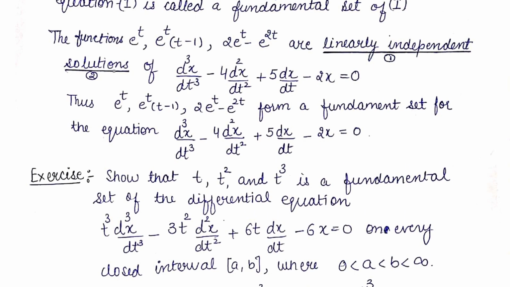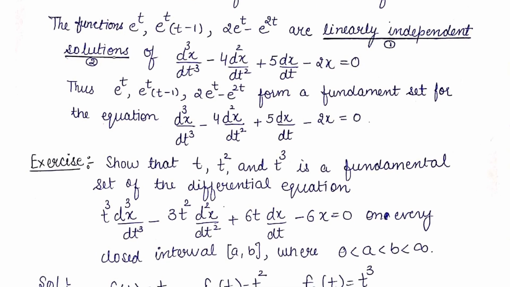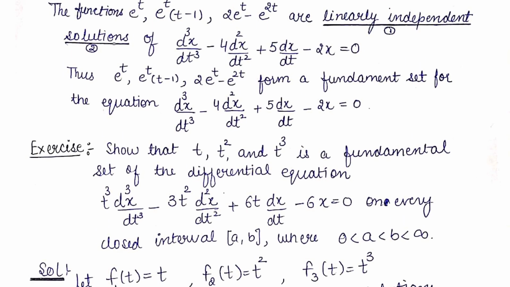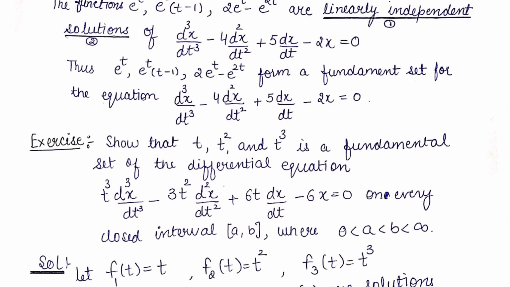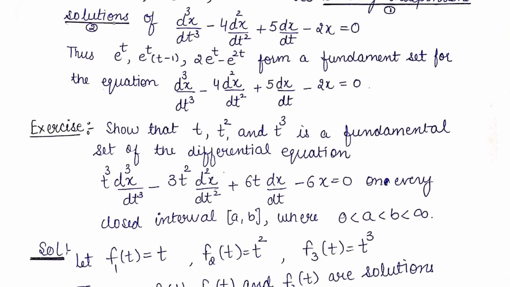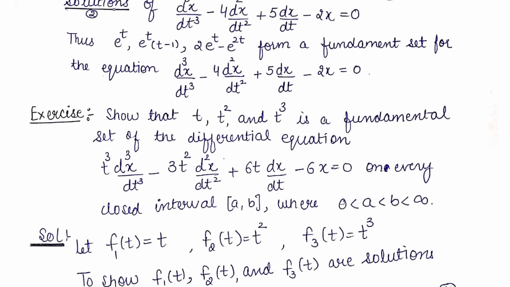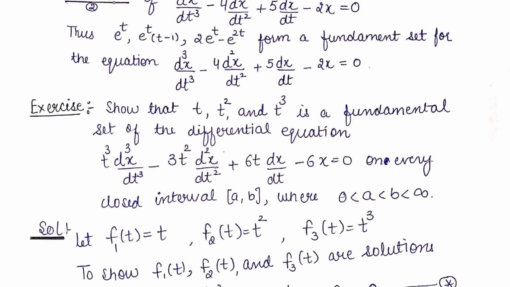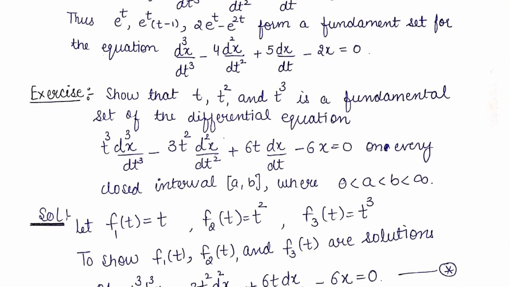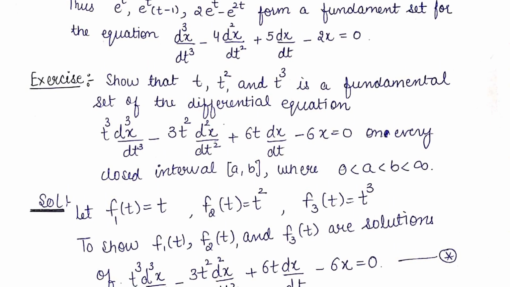For example, the functions e^t, e^t(t-1), 2e^t - e^(2t). These functions are linearly independent, and you can check that these functions are also solutions of the third order homogeneous linear differential equation d^3x/dt^3 - 4 d^2x/dt^2 + 5 dx/dt - 2x = 0.